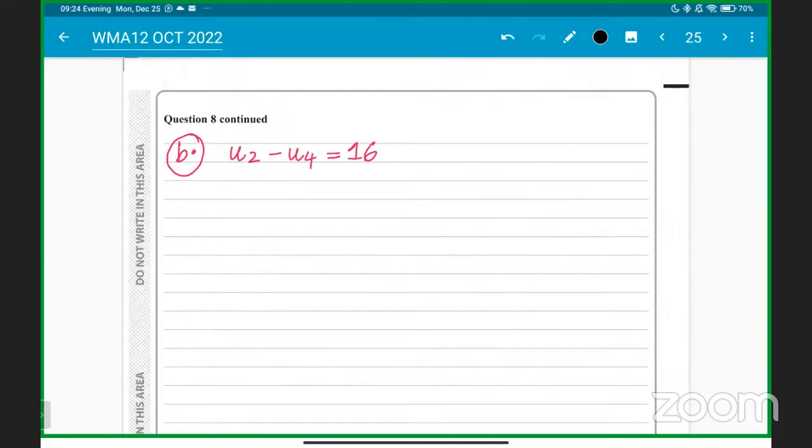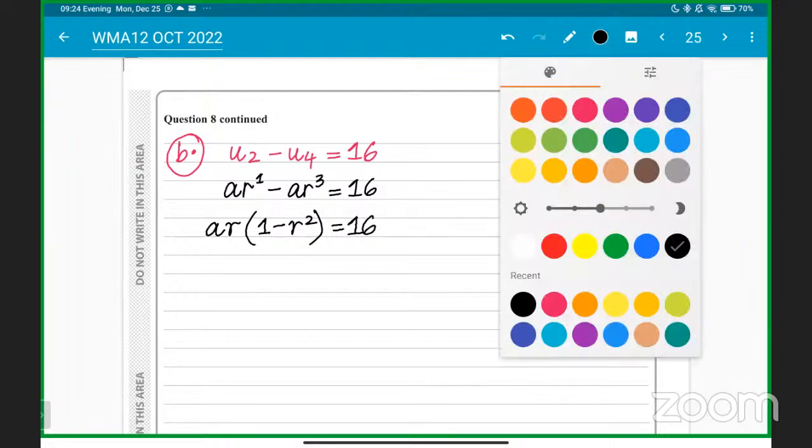So let's work it out. What will be the U2? It will be AR power n minus 1. So 2 minus 1 is 1. AR power 4 minus 1, that will be 3, equals to 16. Got it? Clear, understood? You can take out the common factor. So AR times 1 minus R square is equals to 16.